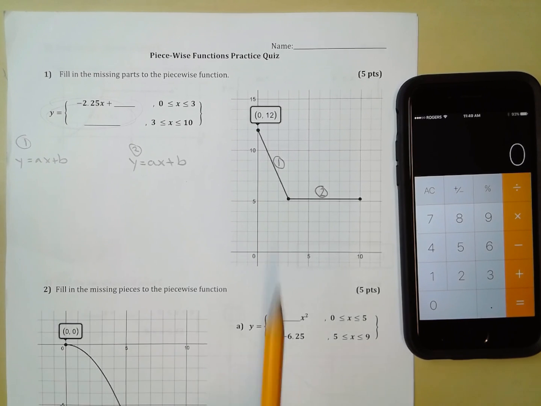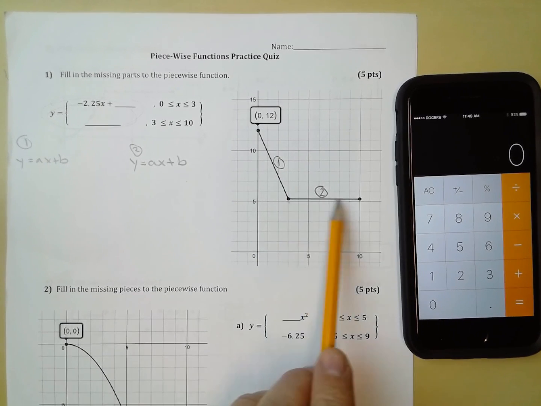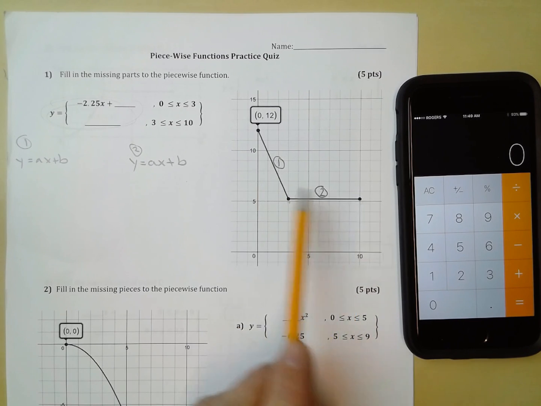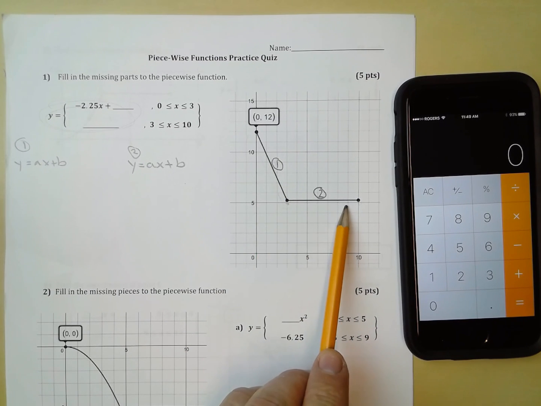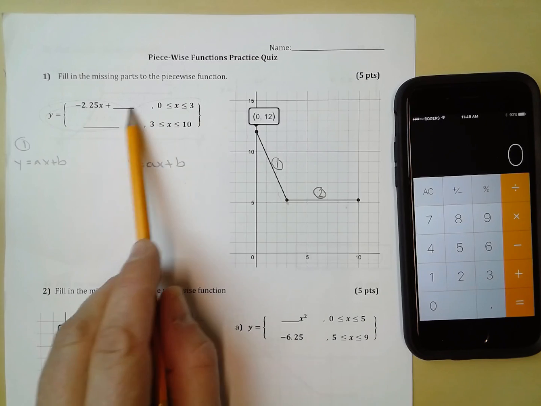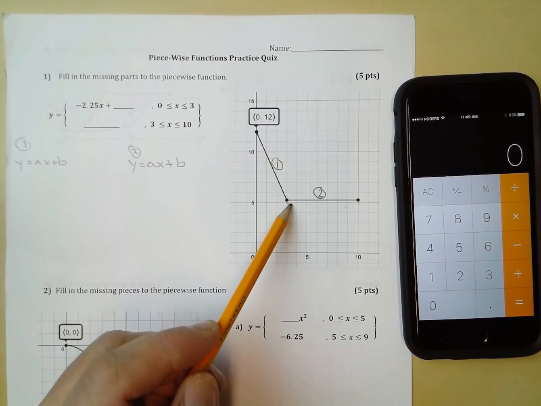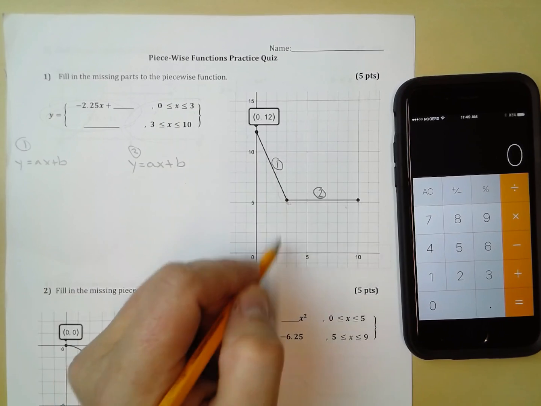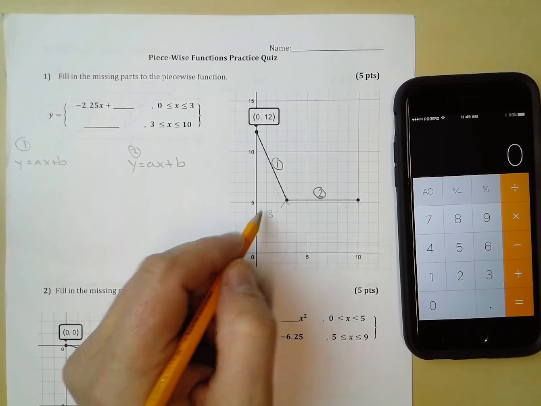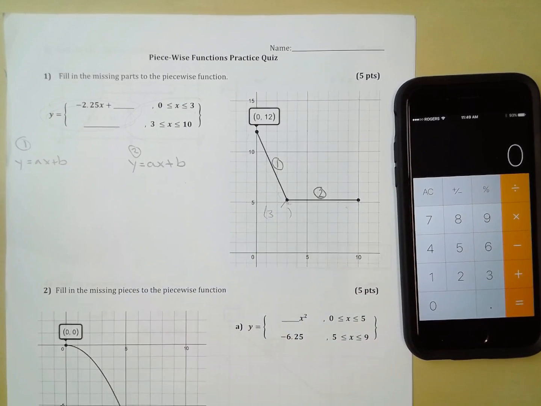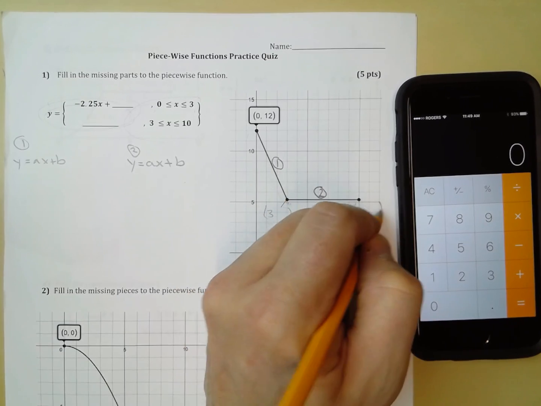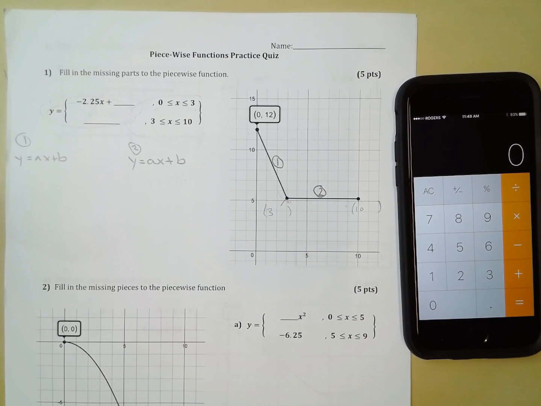The third step would be to make sure you try to identify as much as you can of the critical points, the points where one function changes into the next, and we do that by using the domain restrictions that they always give to us. So the first function runs between an x of 0 and 3, so we know that that x right there is a 3. We don't know the y, so we'll leave it blank for now, and over here we know the x is a 10.